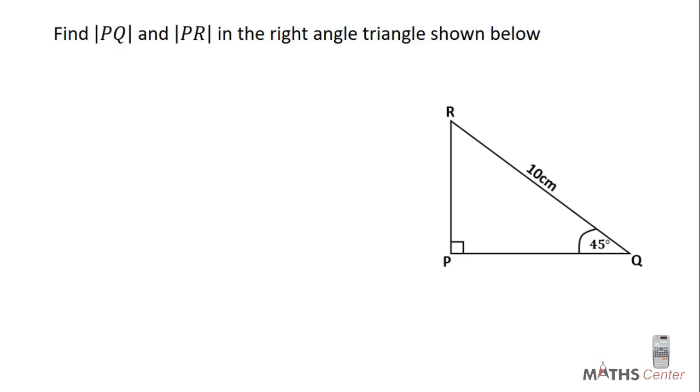Find the length of PQ and PR in the right-angled triangle shown below. So we have the right-angled triangle PQR. This side is 10 centimeters and this interior angle is 45 degrees. This is the right angle. So it means that the side facing it is the hypotenuse. So here QR, which has the length 10 centimeters, is the hypotenuse. We are looking for PQ and PR. We are going to find PQ. After that, we will find PR.